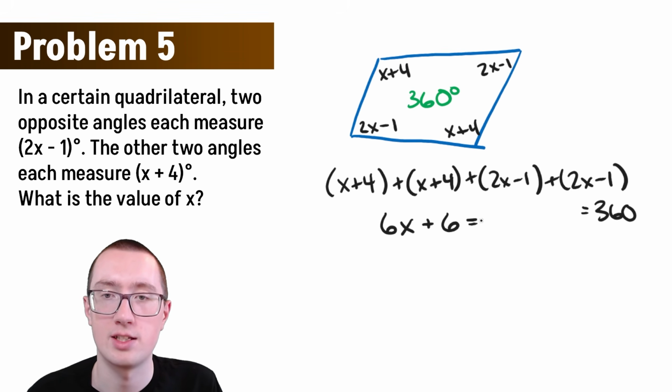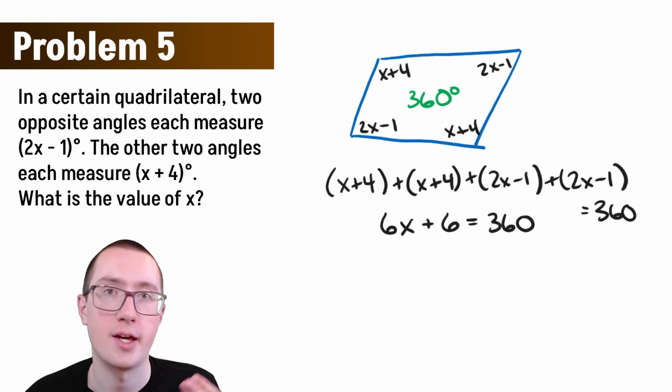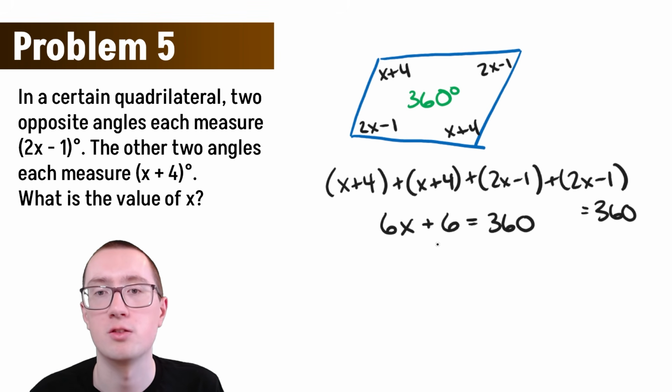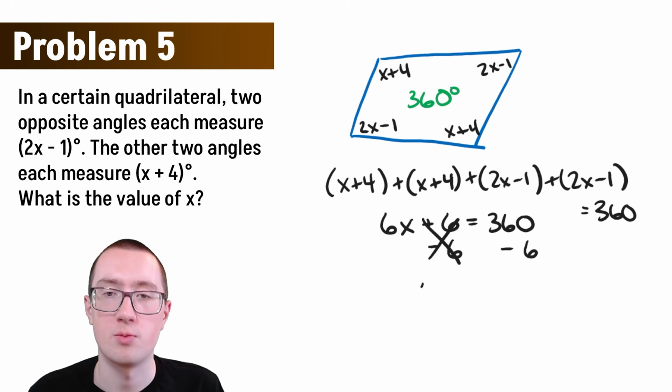And we know that this has to equal 360. So now we just need to solve for x. And remember that I like to get plus and minus out first. So to get rid of the plus 6, let's do the opposite of plus, which is minus, and subtract 6 from both sides. So these cancel out. On the left side, we just have 6x. And on the right, we have 360 minus 6.